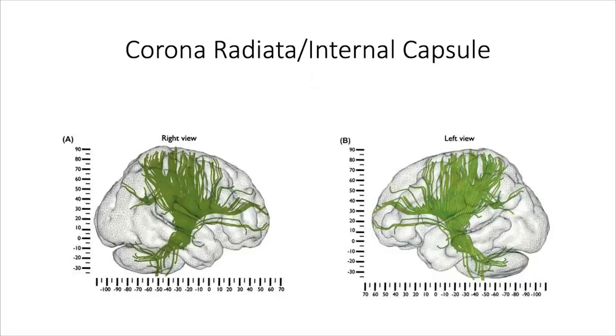This one is the corona radiata. So it is another white matter tract that goes inside the brain, and it goes through a really small bottleneck here. It basically brings information from the cortex down to the spine. And when we do neurosurgery, if you just cut a small piece of that bundle here, that would make a significant disaster.